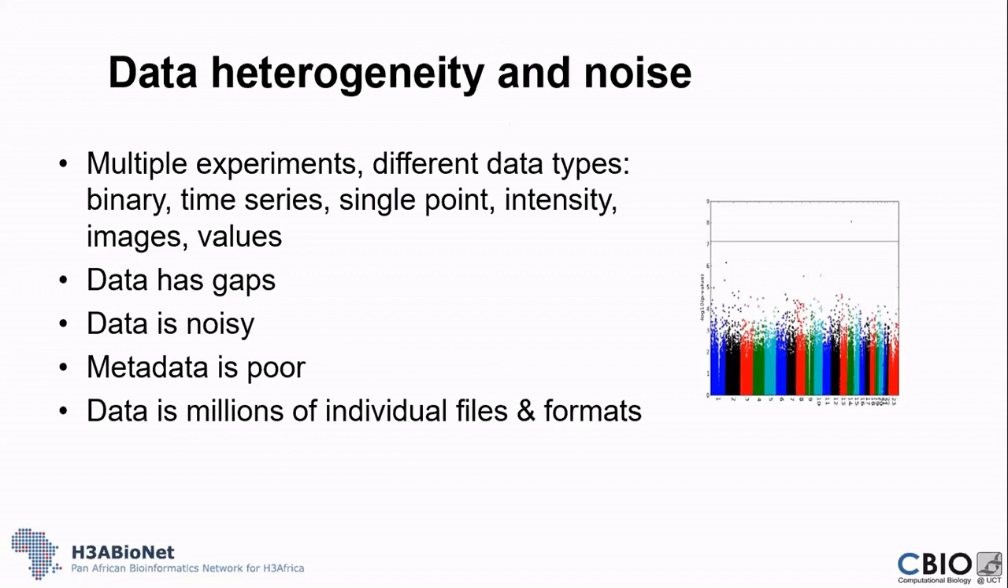But one of the biggest challenges for life science data, I think, is the heterogeneity and noise. So what is real? What is error? What is experimental error? What is just natural variation? Data comes in different forms: binary, time series, single point intensity, images, values. And how do you convert that into something you can work with, to compare against and come up with something useful and applicable at the end? Data has gaps. Not every experiment works, and so some points don't light up, some tubes don't work as they should. So you have gaps.